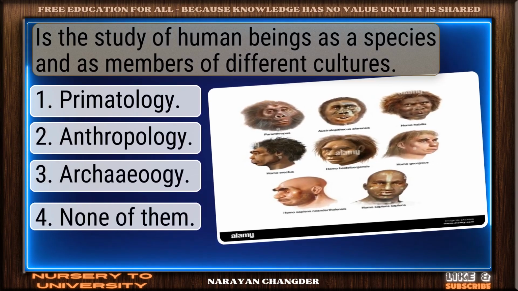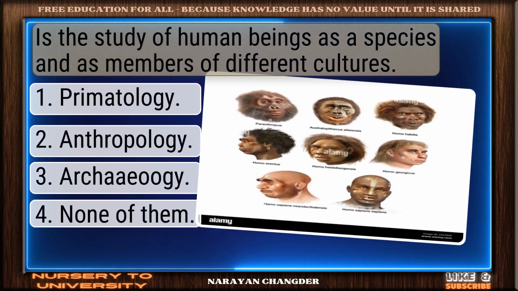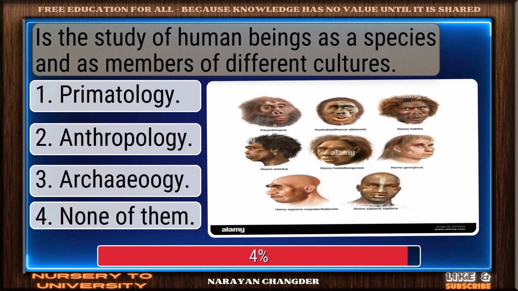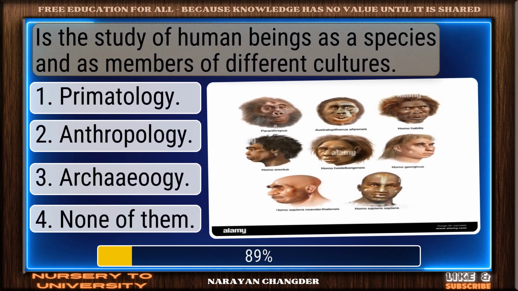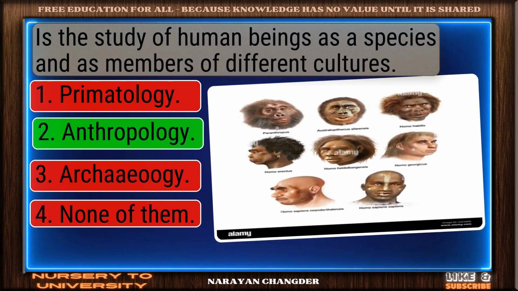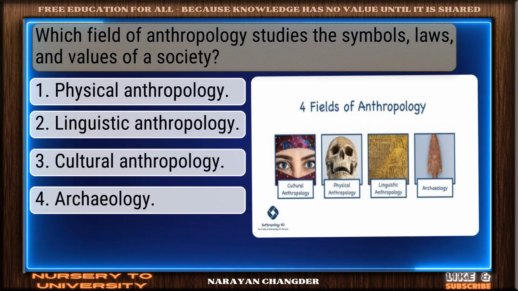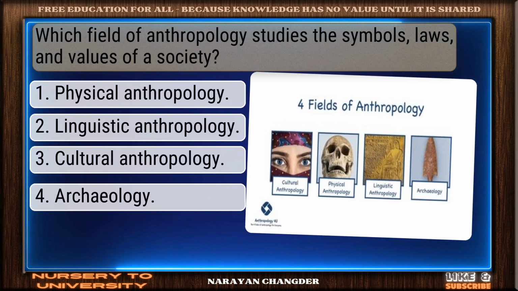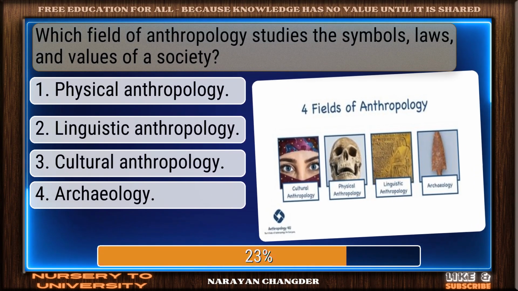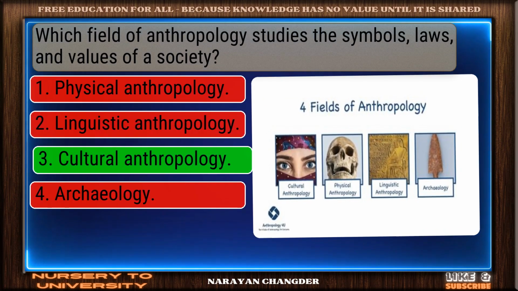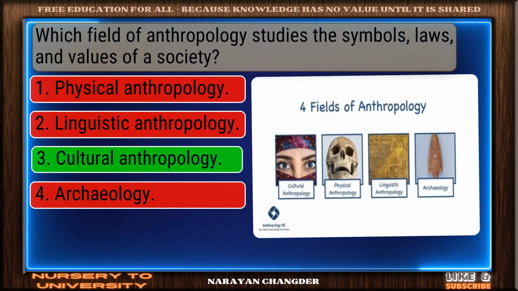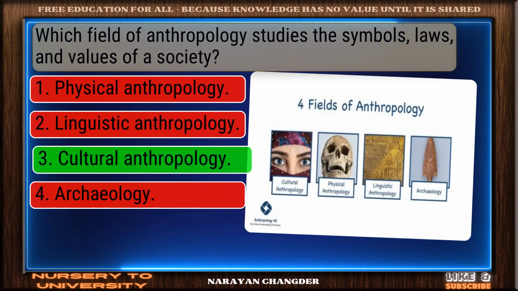Is the study of human beings as a species and as members of different cultures. You got it. Your choice anthropology is right. Which field of anthropology studies the symbols, laws, and values of a society? Nicely done. Cultural anthropology is a solid answer.